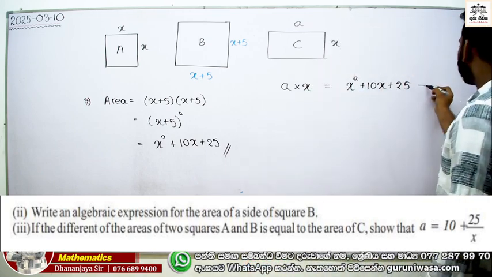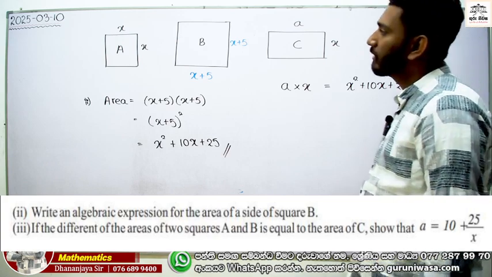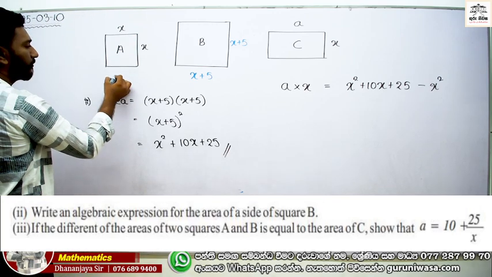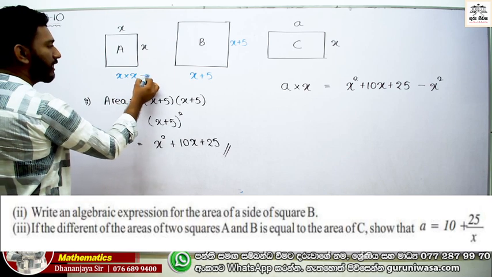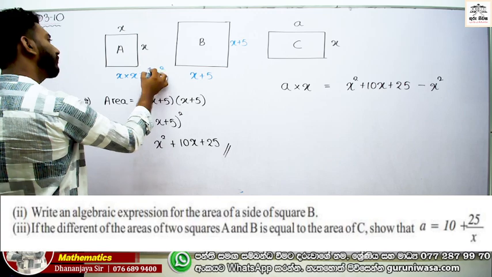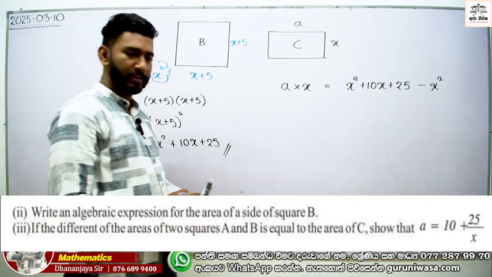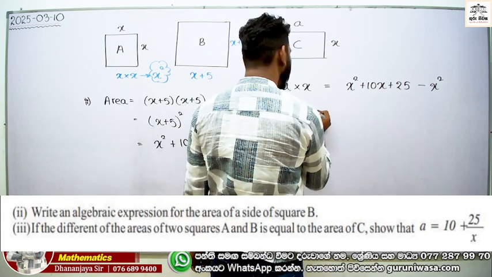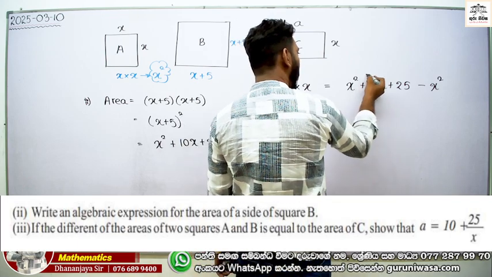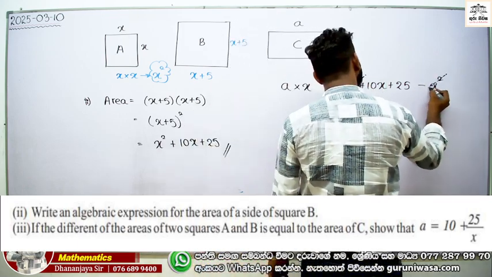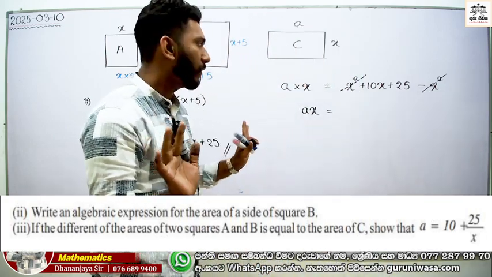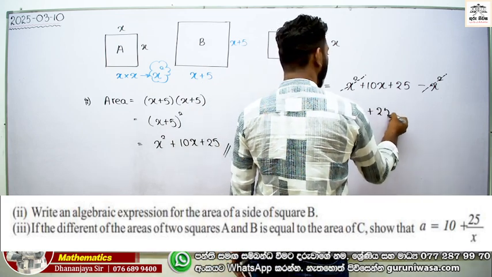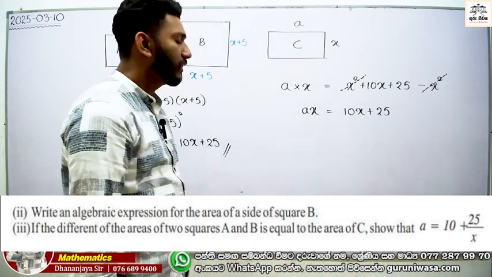Now we need to subtract the area of square A. What is its area, son? X into x. Therefore, the area is x to the power of 2. We need to subtract. Now listen. A into x is ax, and x squared minus x squared becomes 0. Eliminated. And this one becomes 10x plus 25.